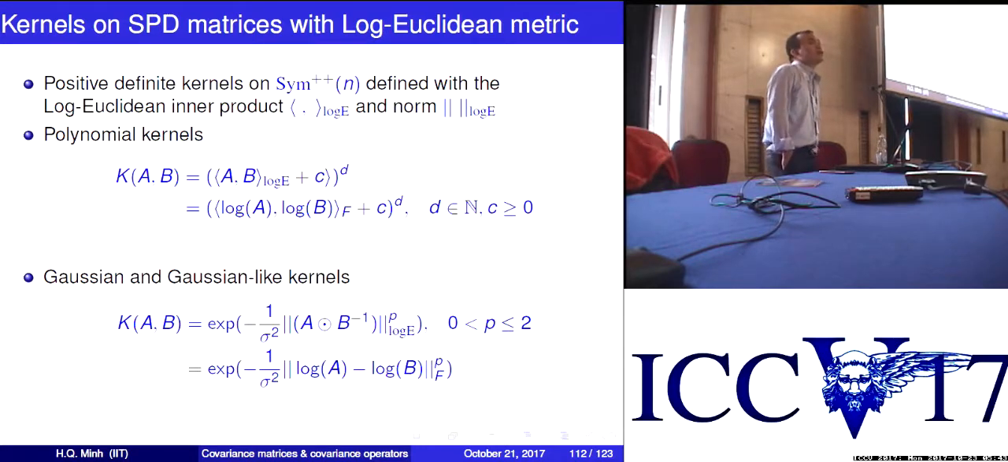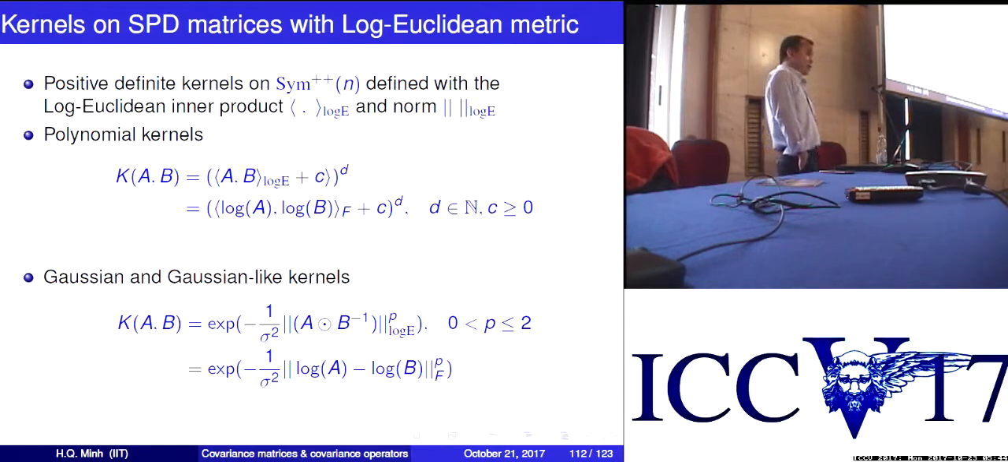No, this is a complete space, because it's a Hilbert space. Under this log Euclidean metric, this set of SPD matrices becomes a complete inner product space. So it's not the Euclidean metric. If we talk about this set with the Euclidean metric, it's not a complete metric space. But under the log Euclidean metric, it's a complete metric space. Actually, it's a finite dimensional Hilbert space, so it's complete and it has an inner product. That's how we can define kernels.